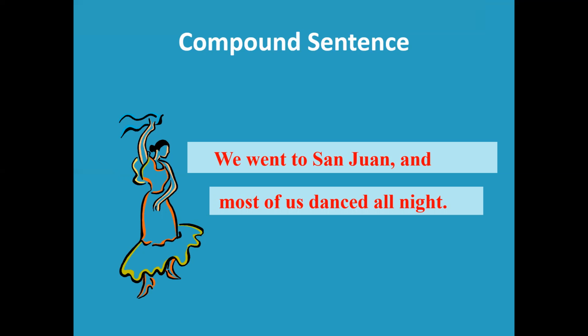The most important thing is there. We went to St. John, that is one sentence, an independent clause. And another independent clause is there, and that is most of us danced all night. And both the independent clauses are joined by one coordinating conjunction, and that is and.